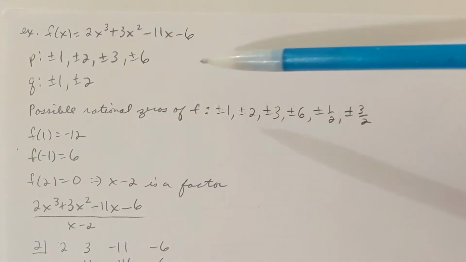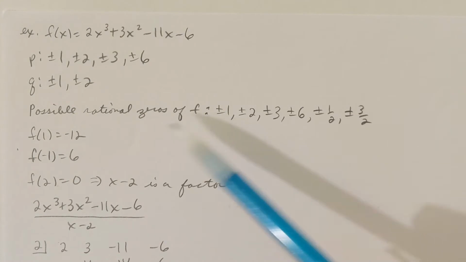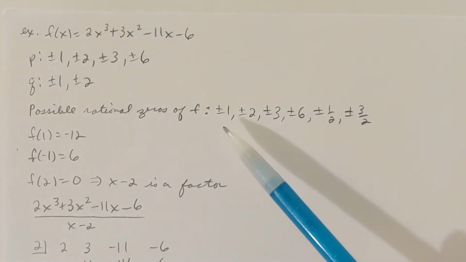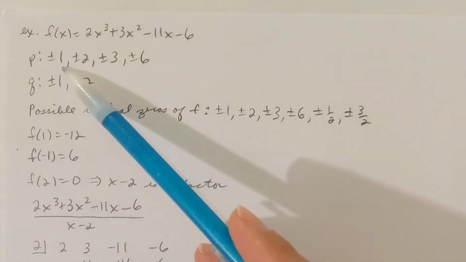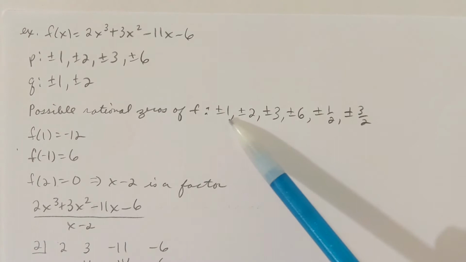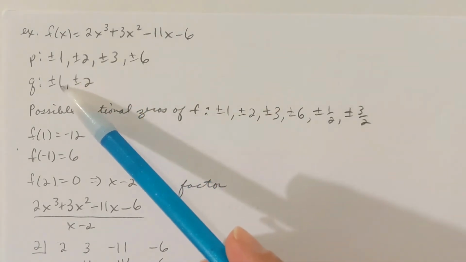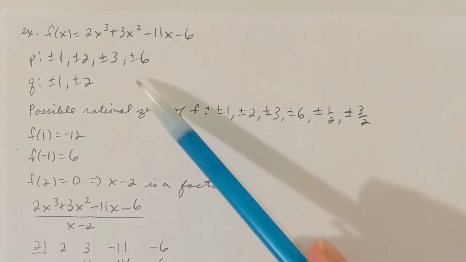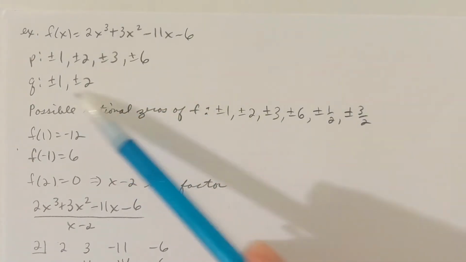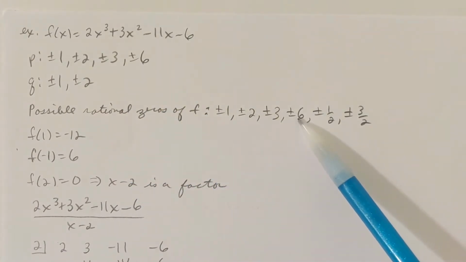Okay, so the possible rational zeros of f would be all the numbers of the form p over q. Plus or minus 1 over plus or minus 1 is plus or minus 1. Plus or minus 2 over plus or minus 1 is plus or minus 2. Plus or minus 3 over plus or minus 1 is plus or minus 3. Plus or minus 6 over plus or minus 1 is plus or minus 6.